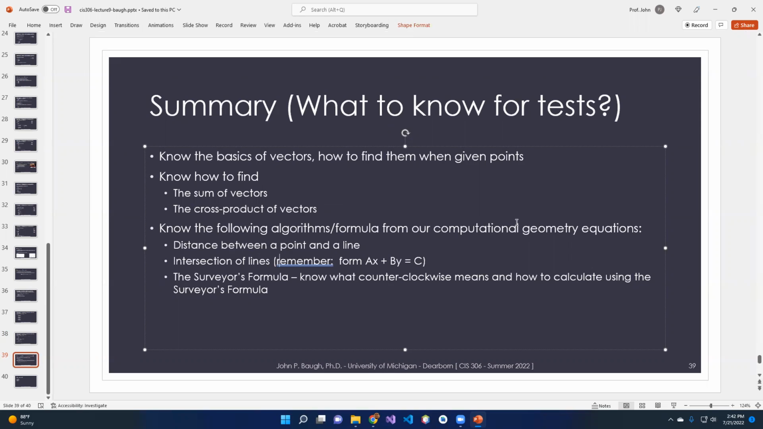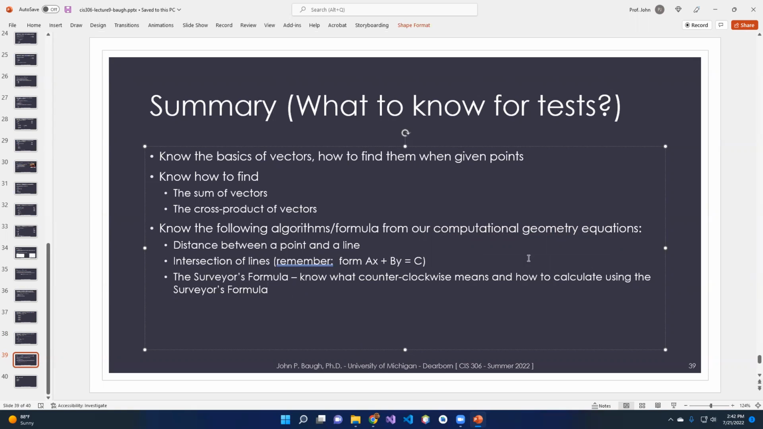Know the following algorithms or formulas from our computational geometry equations that we discussed. I could give you a point and the equation of any line, and you should be able to tell me the distance between the point and the line. You need to also be able to find the intersection point of lines, and remember that we want it in standard form instead of slope-intercept form. And then also be able to use the Surveyor's formula. Know what counterclockwise means and how to calculate using the Surveyor's formula.